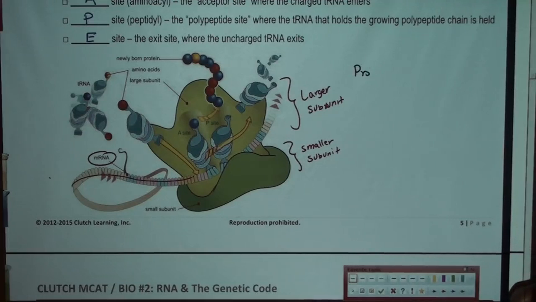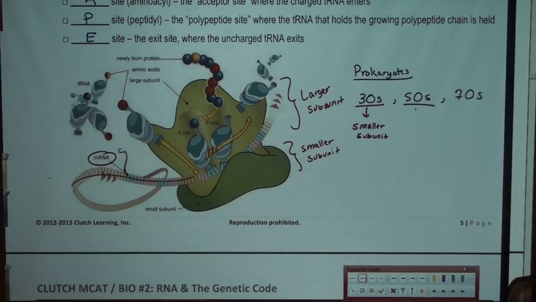So when we're talking about prokaryotes, we have 30S, 50S, and 70S. We kind of talked about this last week. The odd ones are for prokaryotes. So the 30S is the smaller subunit. The 50S is the larger subunit. And both of them together create this larger 70S unit.